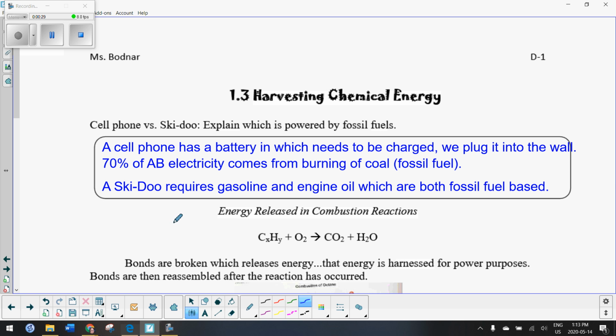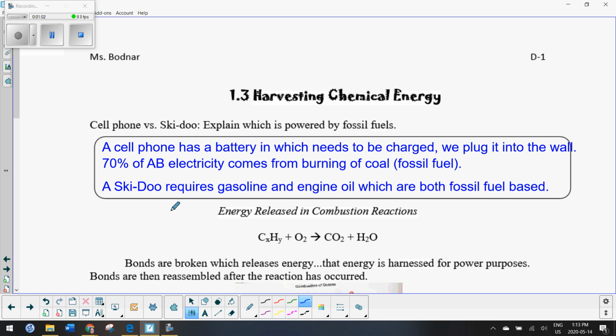So starting off this section, it talks about cell phones versus skidoos, and it asks which is powered by fossil fuels. So the last section, or the last video that you watched, talked about the different forms of fossil fuels. So again, there are 3 forms of fossil fuels. We have coal, oil, and natural gas. All 3 of these are heavily relied on here in Alberta specifically.